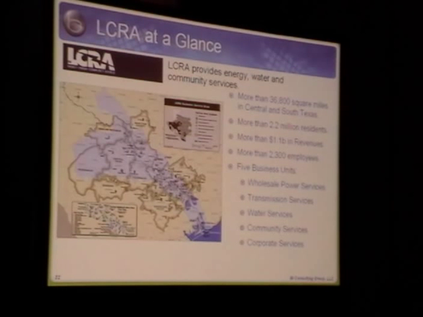Our first customer is the Lower Colorado River Authority, a district entity with no taxation authority, but with responsibility for managing the water resources through Central and South Texas that are coming from the lower part of the Colorado River. And that includes not only water, but also power generation, and then selling of that power. They service 2.2 million residents, have over $1 billion in revenues, and have 2,300 employees.